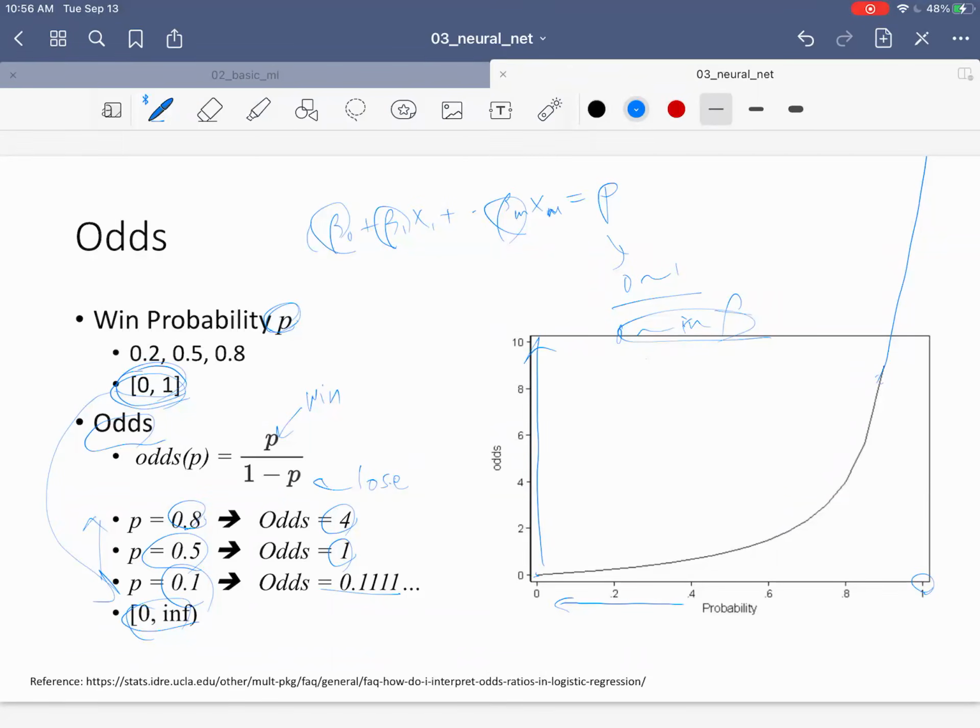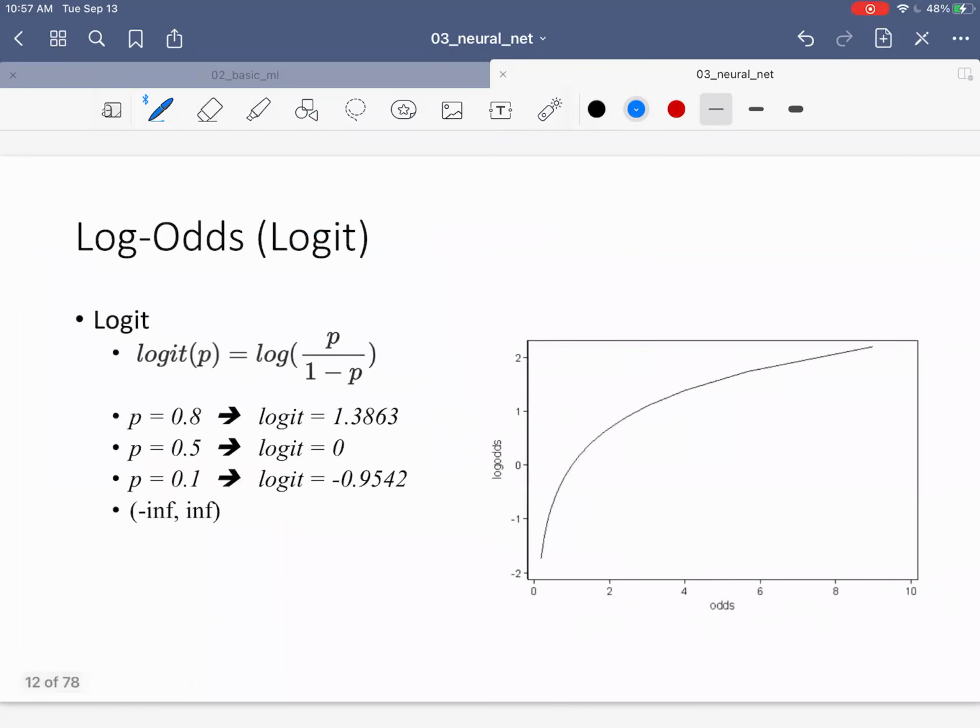But the ideal situation is that we want the output of this function to be between negative infinity and positive infinity, because that's how the linear function usually behaves. It's between negative infinity and positive infinity. So we want to free this even more to negative infinity to positive infinity, and the way to do it is by putting a log function in front of it.